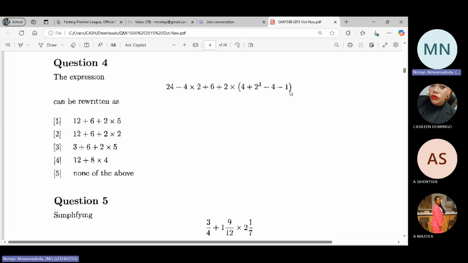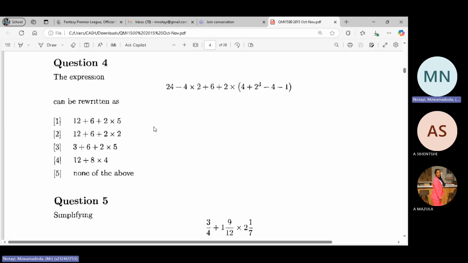So if you apply the priority rules, your first entry of the reduced expression should be 16, because 24 minus 8 is 16, plus 6 plus 2 times the last part, which comes from the bracket. The bracket reduces to 7, and none of those have a 7 as the last entry of the expression. So we can conclude that none of the above describes that expression.